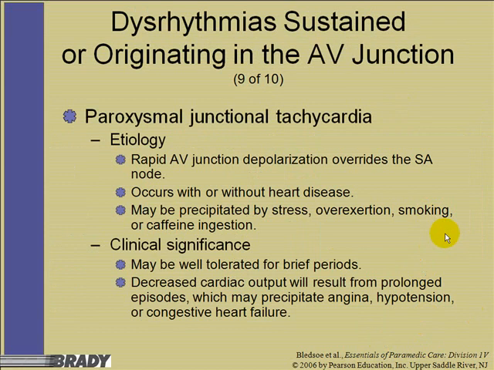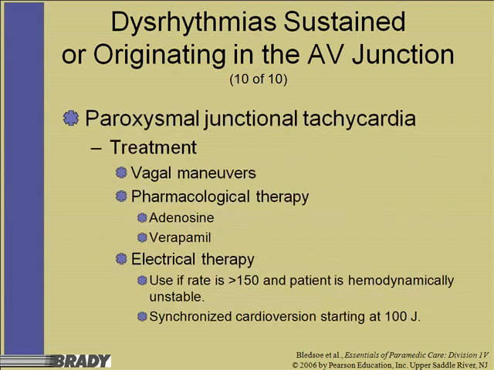So it's rapid depolarization in the junctional area. It overrides the SA node. It can occur with or without heart disease. It may be a stress issue, overexertion, tobacco, caffeine, just depends. May be well tolerated for brief periods, so the patient may be able to deal with this for a period of time, but you're going to have decreased cardiac output from a long episode. So you're going to have chest pain, low blood pressure, maybe fluid buildup in the lungs.